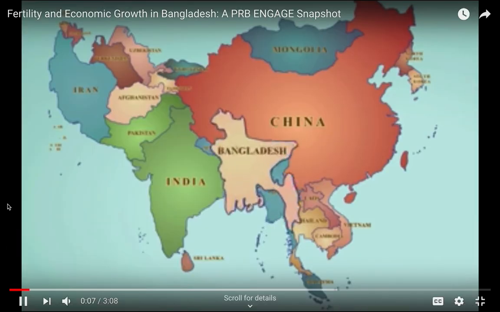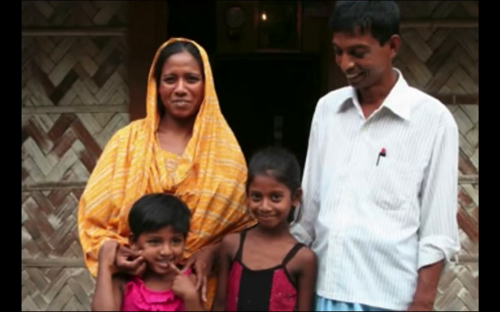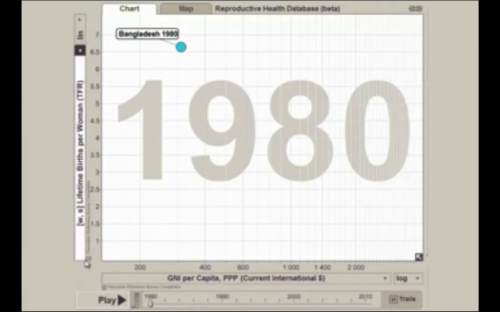Bangladesh is a country in South Asia that has made dramatic changes in both reducing fertility and increasing economic growth over the last 30 years. On the left axis of this trend graph, we have the average number of births per woman, which we call the fertility rate, and it goes from 0 up to about 6 children per woman.